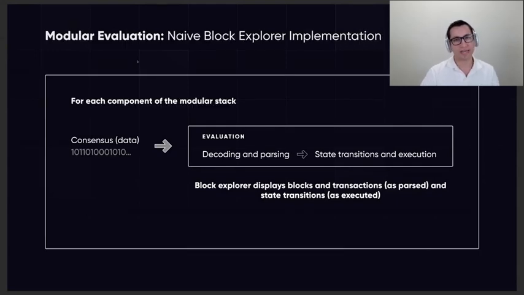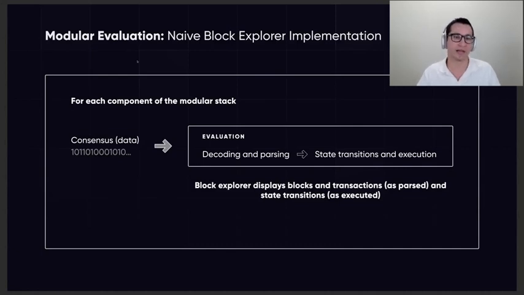A naive approach to making a block explorer in a modular context would just be to take a normal block explorer and do one for each module. So Celestia would have its own block explorer, and then a rollup on Celestia would also have its own block explorer, and a settlement layer would also have its own block explorer. That would be okay, but I don't think that is actually the best fit for this architecture.